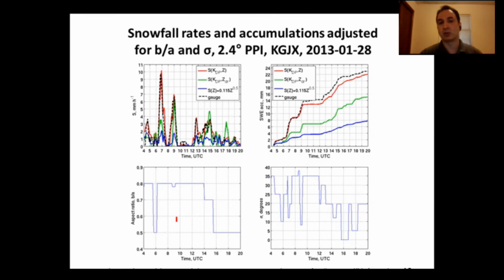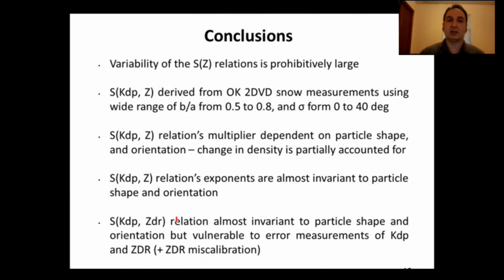But still, it shows the potential of these polarimetric relations, and of course, more research needs to be done to find a way to effectively estimate these two parameters and then use them in our approach. And to summarize, the variability of SOZ relations is prohibitively large. So that gives rise to the polarimetric relations approach, and at least trying to do something about this in a manner that is now available.